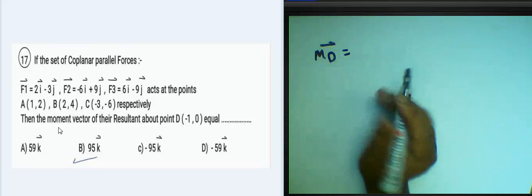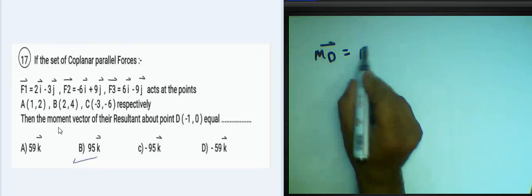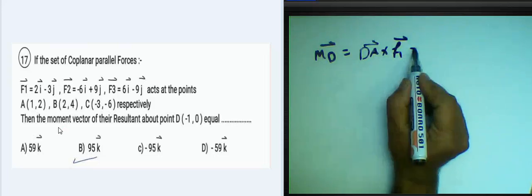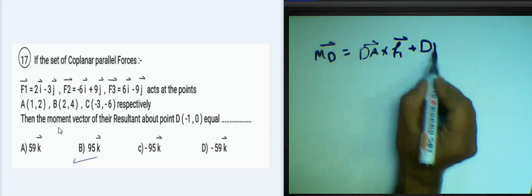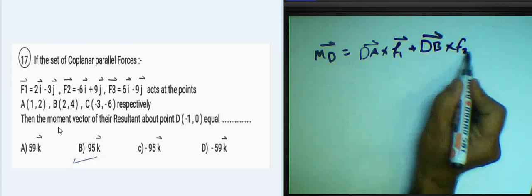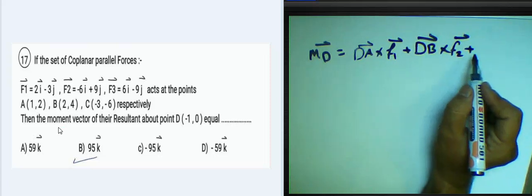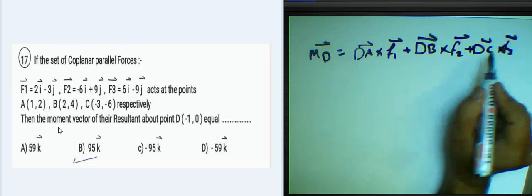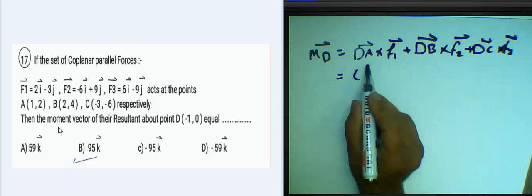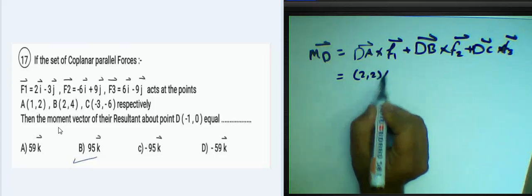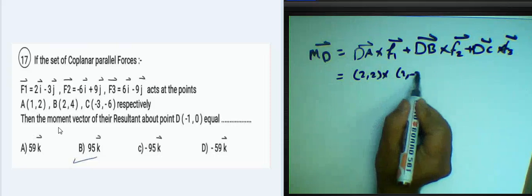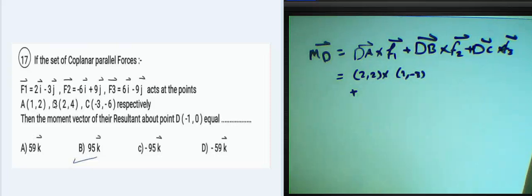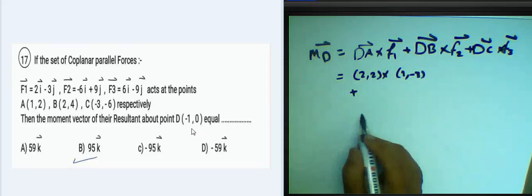The example gives us point D, so we can find DA cross the first force, because the first force acts at the point A, plus DB cross F2, because F2 acts at the point B, plus DC cross F3, because F3 acts at the point C. You can find DA, meaning A subtract D, and force 1, 2 and negative 3, plus DB, B minus D. It will be 3 and 4.